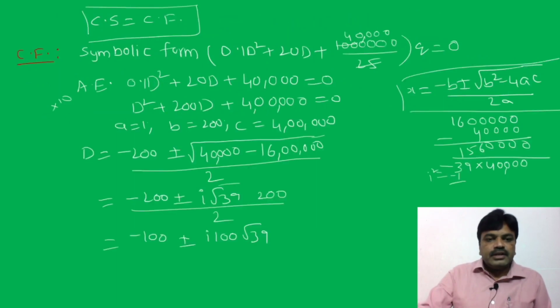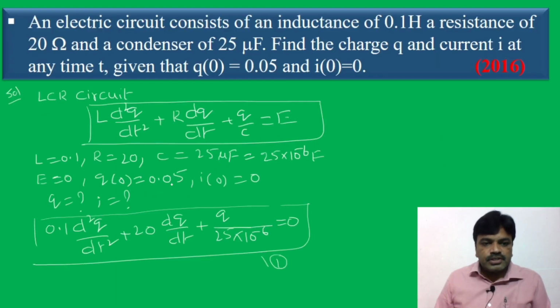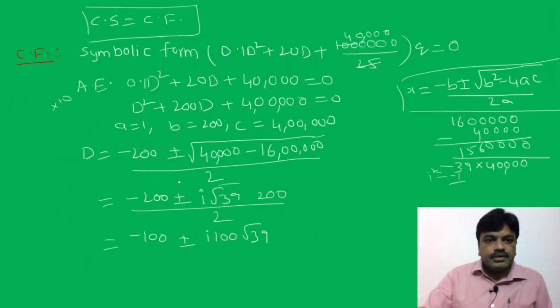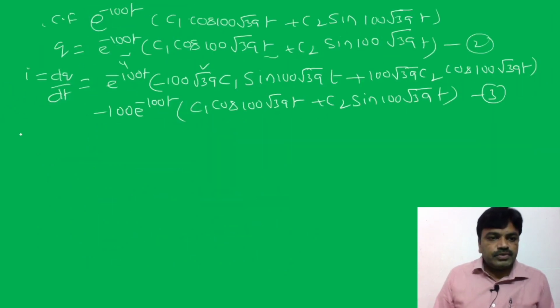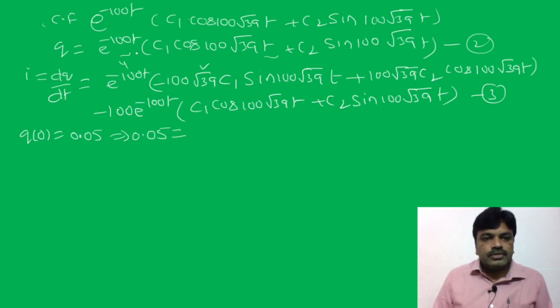Now the given condition is q of 0 is equal to 0.05. So that implies 0.05 is equal to e power 0, whose value is 1, cos 0 value is 1, sin 0 value is 0. So finally I get the c1 value as 0.05.